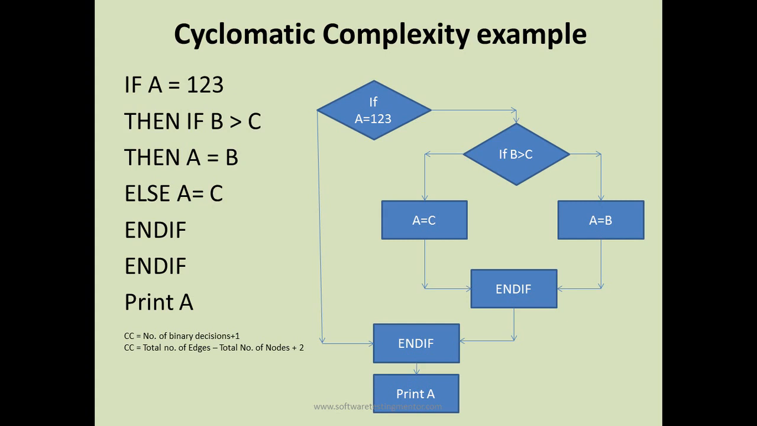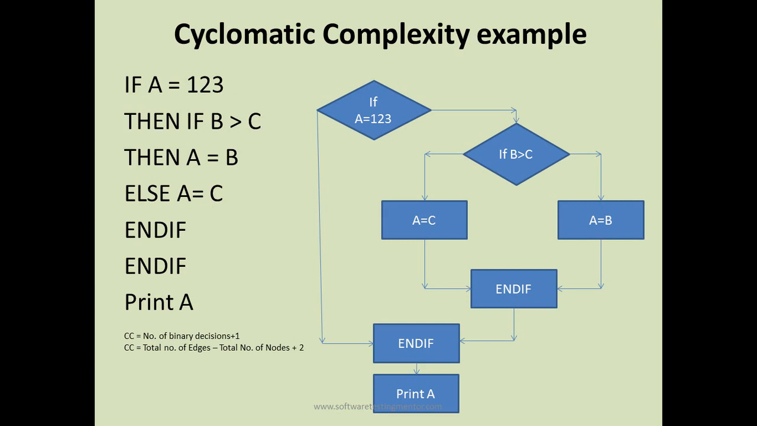If A is equal to 1 to 3, then if B greater than C, then A is equal to B, else A is equal to C, and print A. And for this same code, I have created a flowchart.